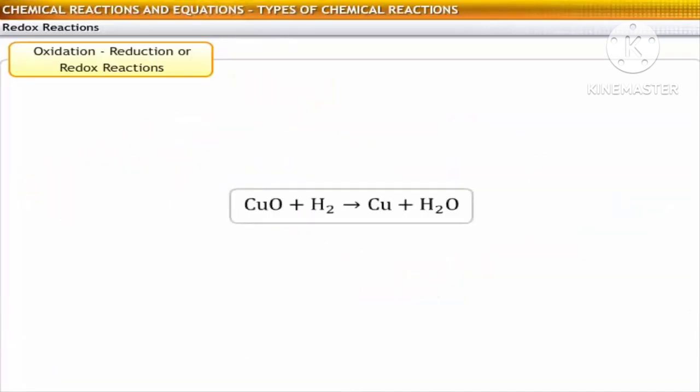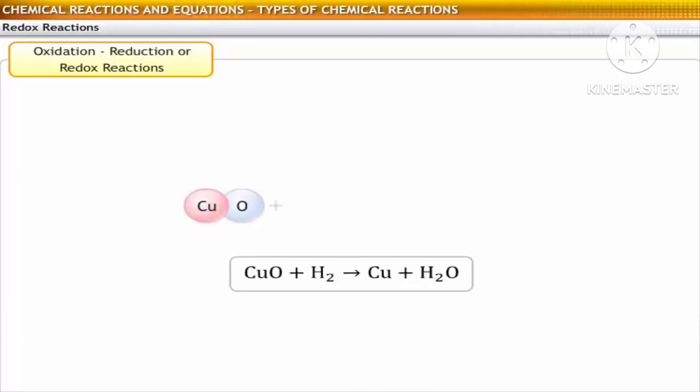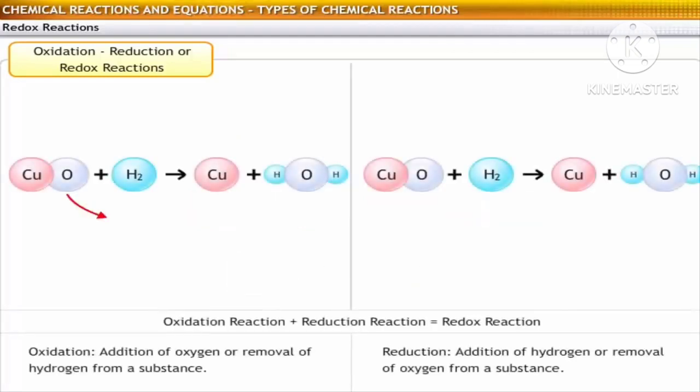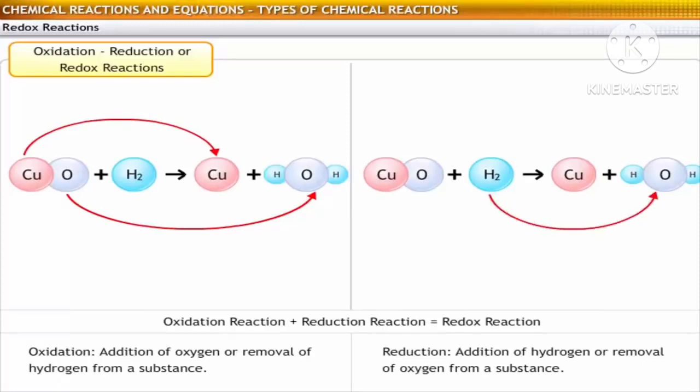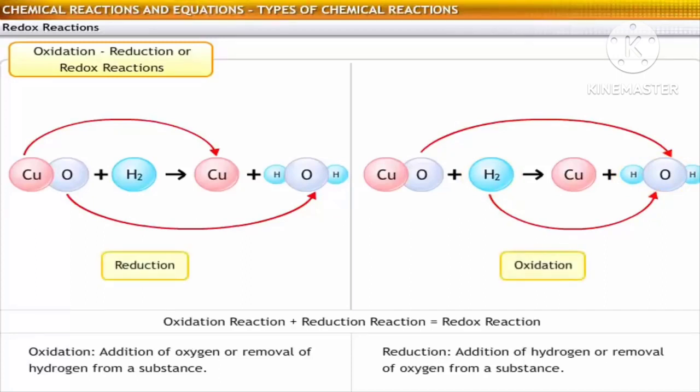Let's use an example to explain redox reaction. Copper oxide on heating with hydrogen forms copper metal and water. In this reaction, the oxygen is removed from copper oxide. Here, copper oxide is reduced to copper. On the other hand, hydrogen is changed into water. That is, oxygen is added to hydrogen. So hydrogen is oxidized to water. Thus, we find that in this reaction, oxidation and reduction occur together. Therefore, it is redox reaction.